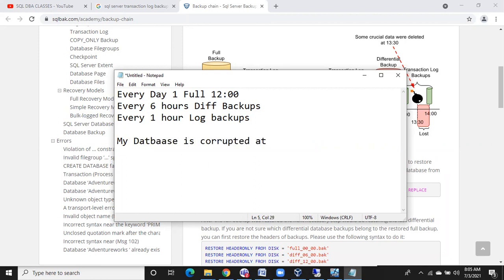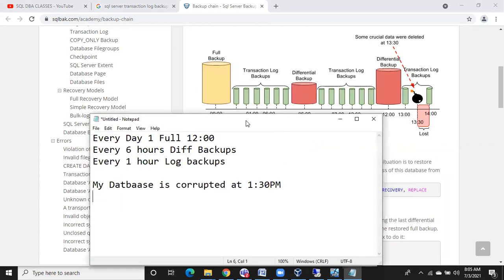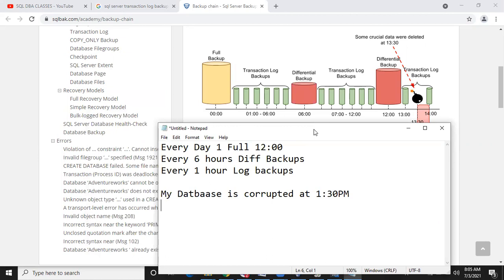in the afternoon, at 1:30 PM. Now let me know how many backups I have to restore to achieve till 1:30. You can see the diagram and you can tell the answer. I need answers from everyone, please.